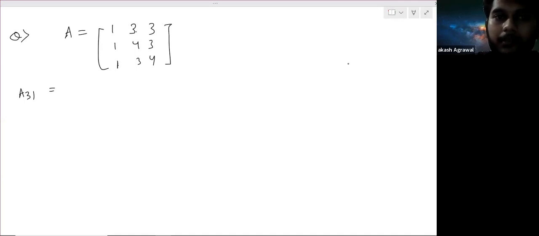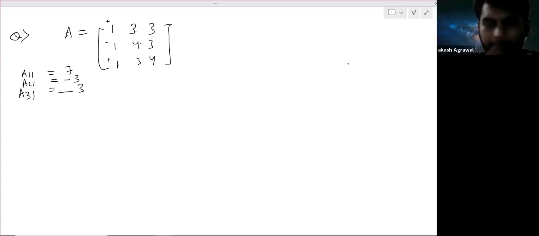So 9 into 9 minus 12, minus 3, this is plus, minus, plus, minus 3 aayega, okay? Oh, sorry, hume to sab kuch nikalna padega, pehle A11 nikal lete hain. A11 is 16 minus 9, which is 7. A21 nikal lete hain. A21 is 12 minus 9 is 3, but minus 3. All right, everyone? Yahan tak sahi hai kya sab? Yes, sir.